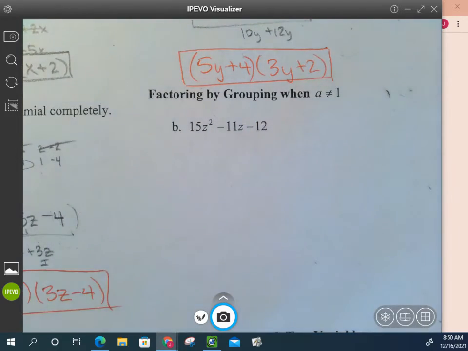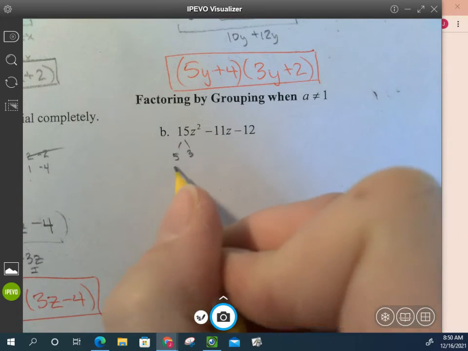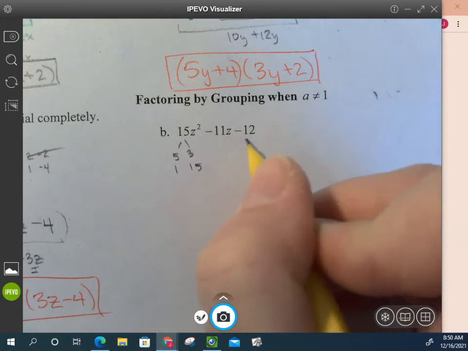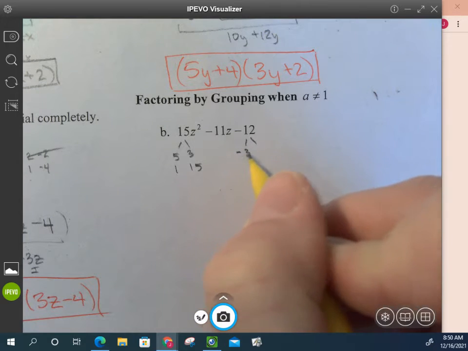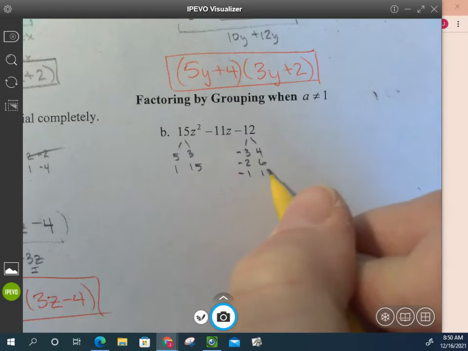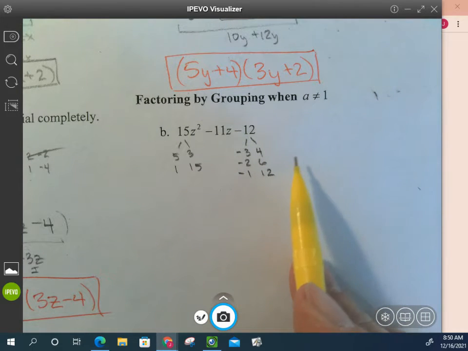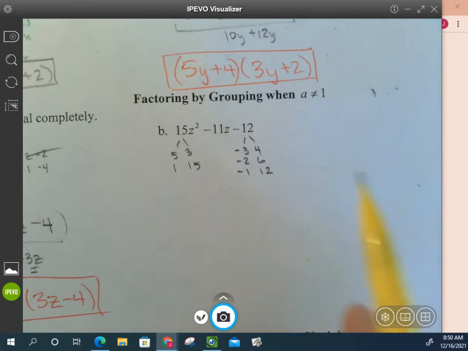Unfortunately, we have even more numbers to deal with because 15 could be 5 and 3 or 1 and 15. And negative 12 could be a negative 3 and a 4, a negative 2 and a 6, or a negative 1 and 12. Now, I could also list all the opposites, right? 3 negative 4, 2 negative 6, 1 negative 12. I don't take the time to do that because, again, wrong number, switch the numbers. Wrong sign, switch the signs. It's a quick fix for signs.